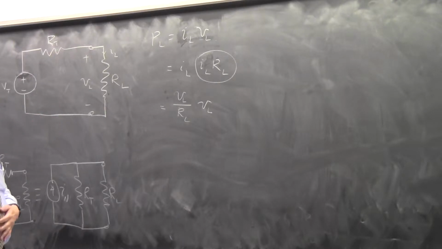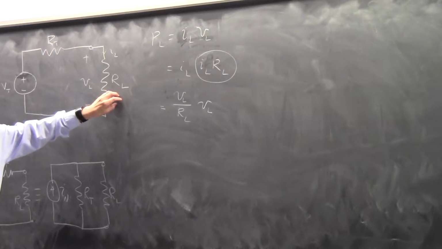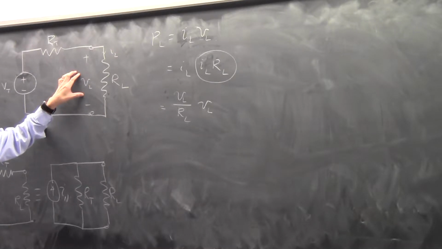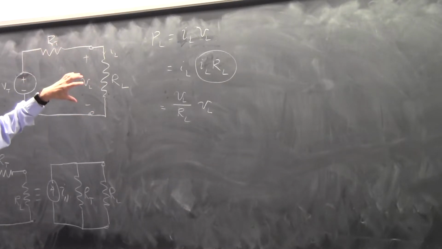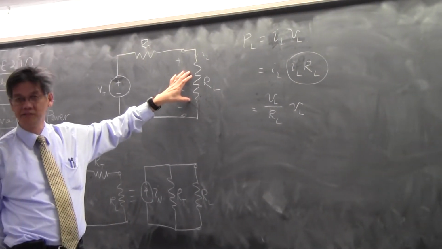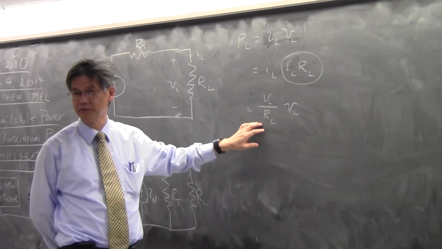And you can ask yourself, how would I maximize this? I know that if I make the resistor too small, then the voltage will be small. This is a voltage divider. Okay, there will be very little voltage drop across this resistor. So making it very small is not the solution.